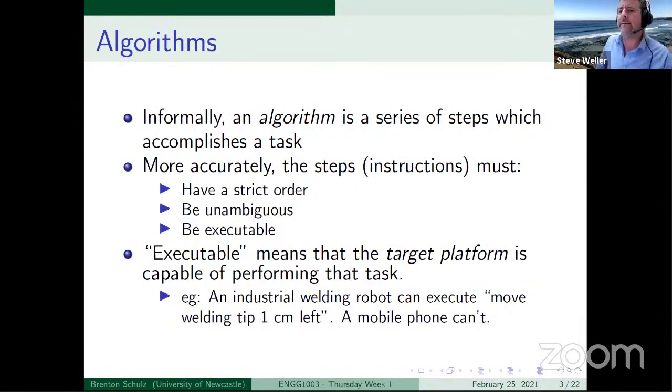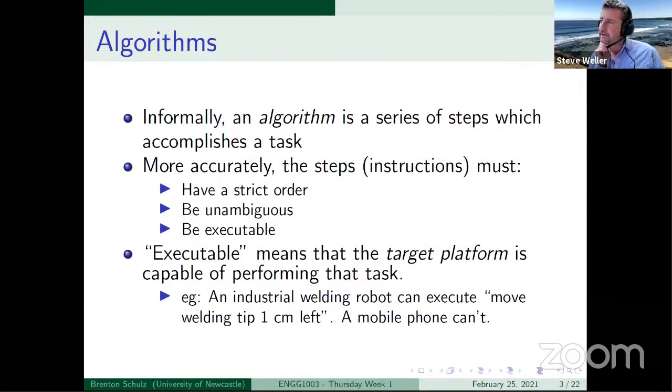Informally, we can think of an algorithm as a series of steps which accomplishes a task. That task could be complex or it could be very simple, but the instructions need to satisfy some characteristics. They need to have a strict order, so we're going to execute the steps in a task, an algorithm, one after the other. They need to be unambiguous, so there needs to be no room for interpretation. A step in an algorithm needs to provide a very clear capture of what that activity is, and there can't be any grey zones.